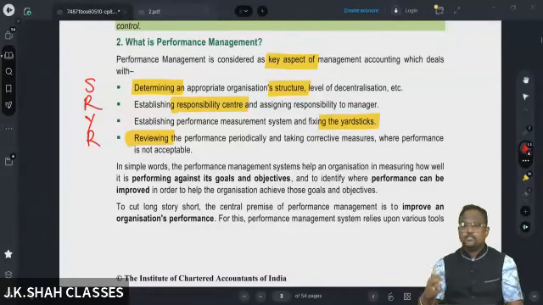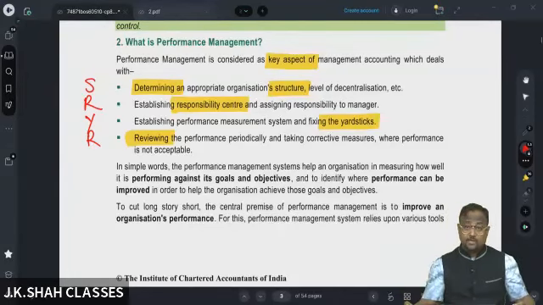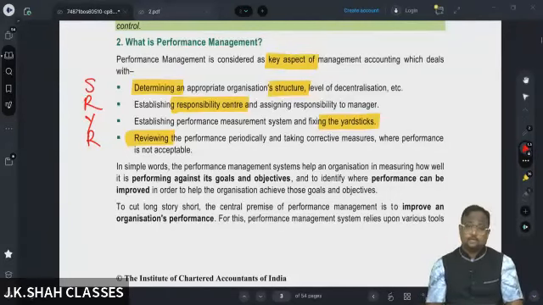Like purchase is a responsibility of the procurement manager, but production is a responsibility of the production manager. And even during production, workers' assignment is a responsibility of the HR manager. You can't hold other people responsible for that.